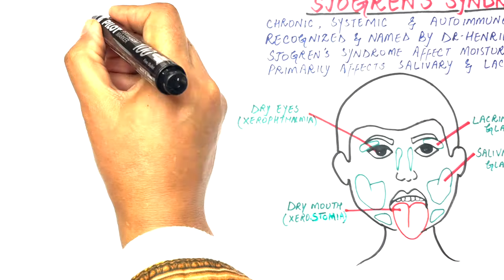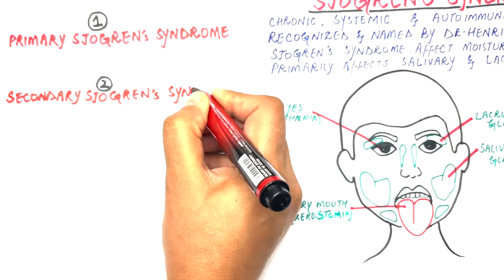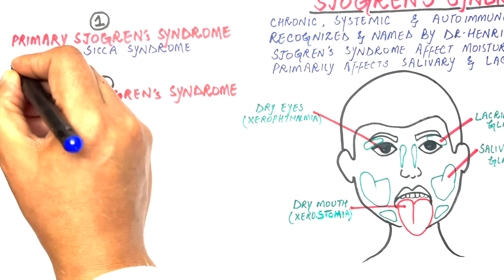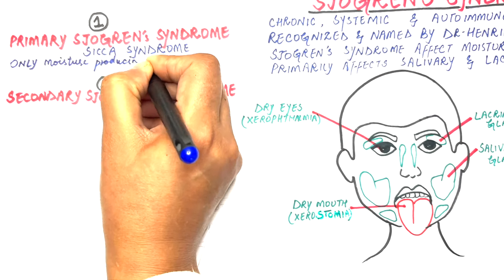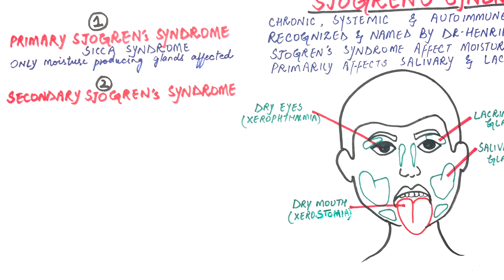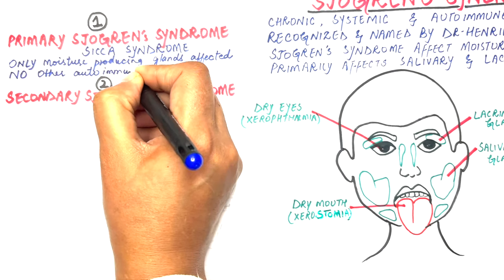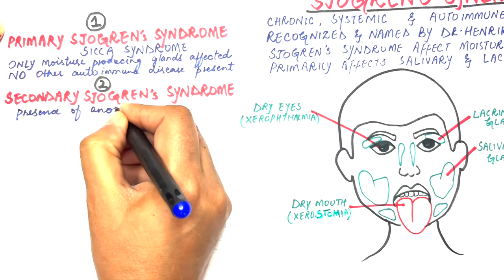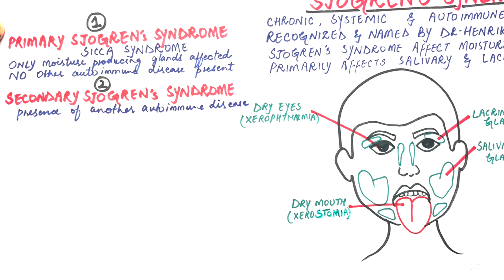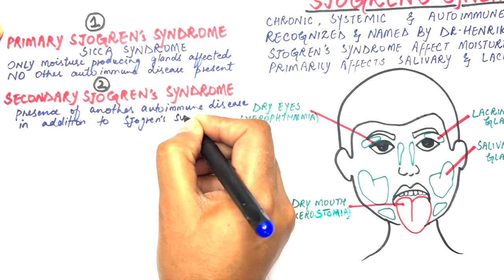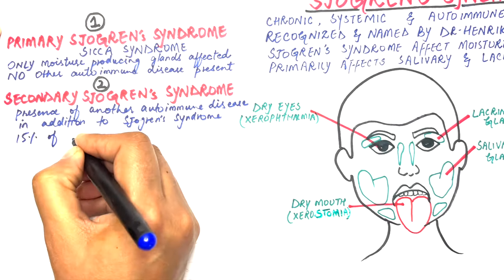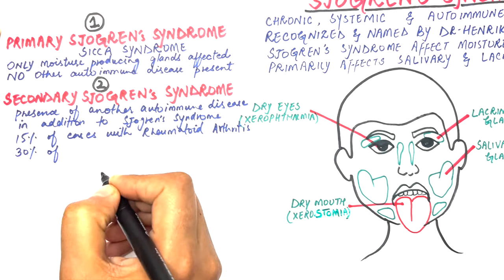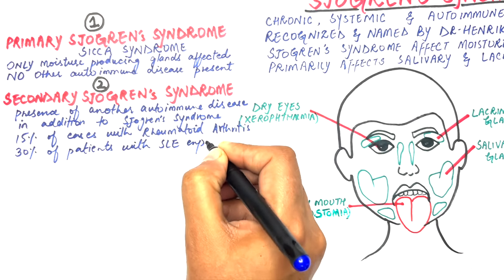Two forms of Sjogren's syndrome are recognized so far, the primary Sjogren's syndrome and the secondary Sjogren's syndrome. In primary Sjogren's syndrome, which is also known as Sicca syndrome, only the moisture-producing exocrine glands are affected and no other autoimmune disease is present. However, in secondary Sjogren's syndrome, patients experience another associated autoimmune disease in addition to Sjogren's syndrome. The associated autoimmune disease in 15% of patients is rheumatoid arthritis. In addition, secondary Sjogren's syndrome may also develop in 30% of patients with systemic lupus erythematosus, or SLE.